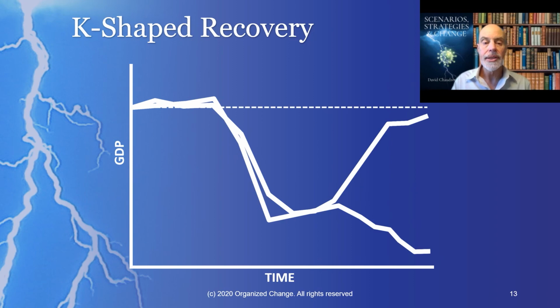The likeliest scenario is what's called the K-shaped recovery. For those people who are in high-tech professions and highly skilled professions, the recovery will probably be more rapid. For those in the hospitality industry and low-level services, their recovery may be long and slow, and may never recover to what it was before.